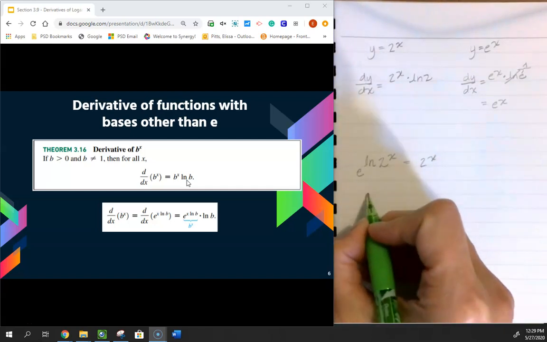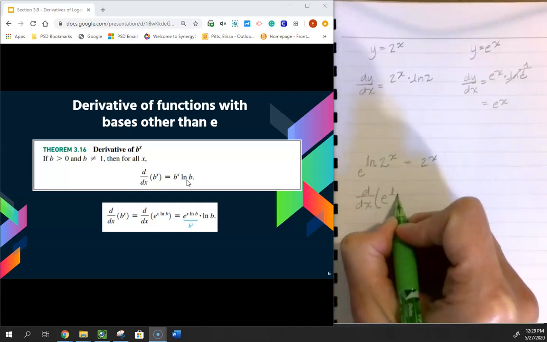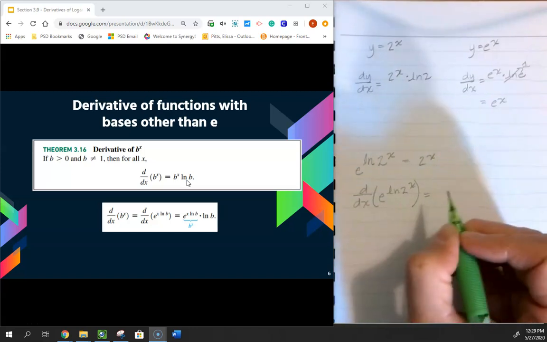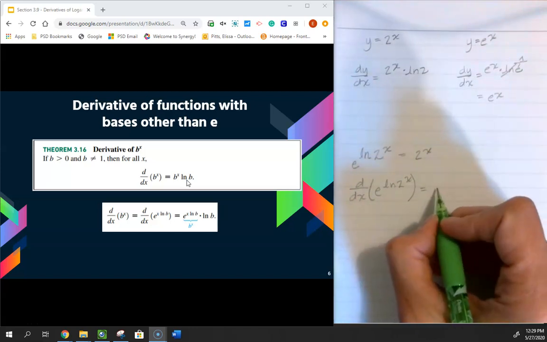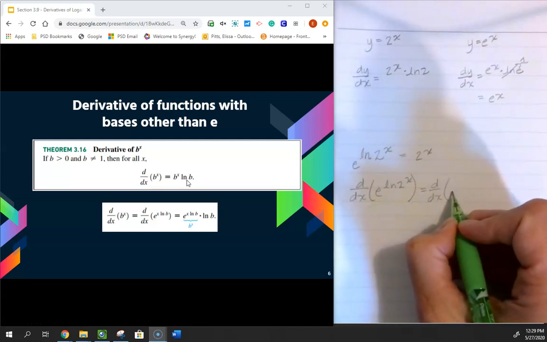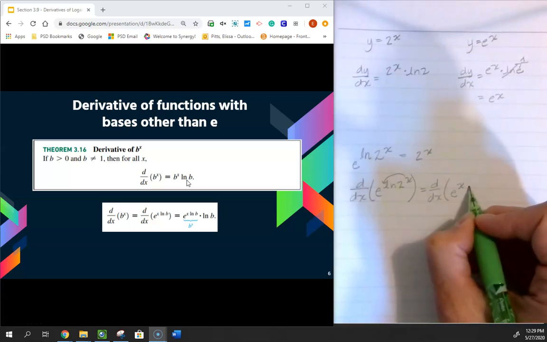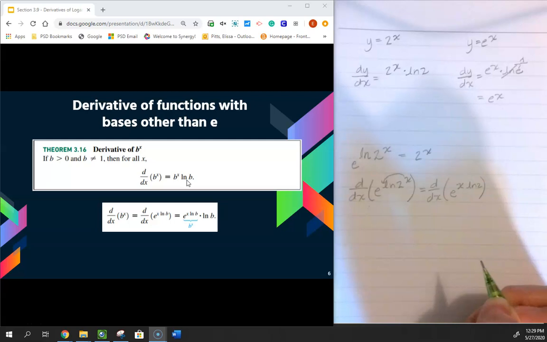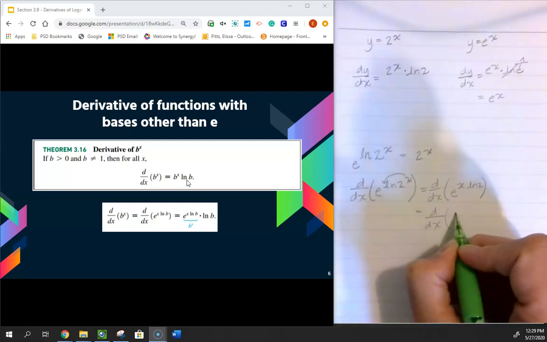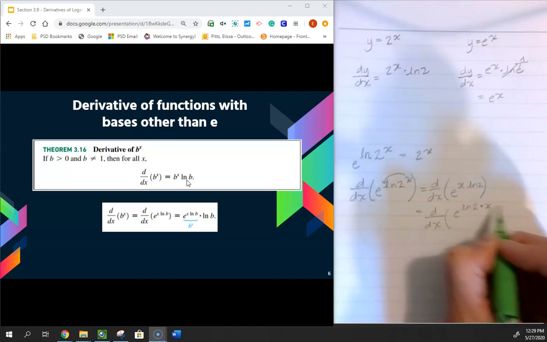Now let's say I want to take the derivative of this, e to the natural log of 2 to the x. Well, our log rules say that I can rewrite that as d dx of e. I can bring this x and sit it down in front, x times the natural log of 2, which I could write as e to the natural log of 2 times x.